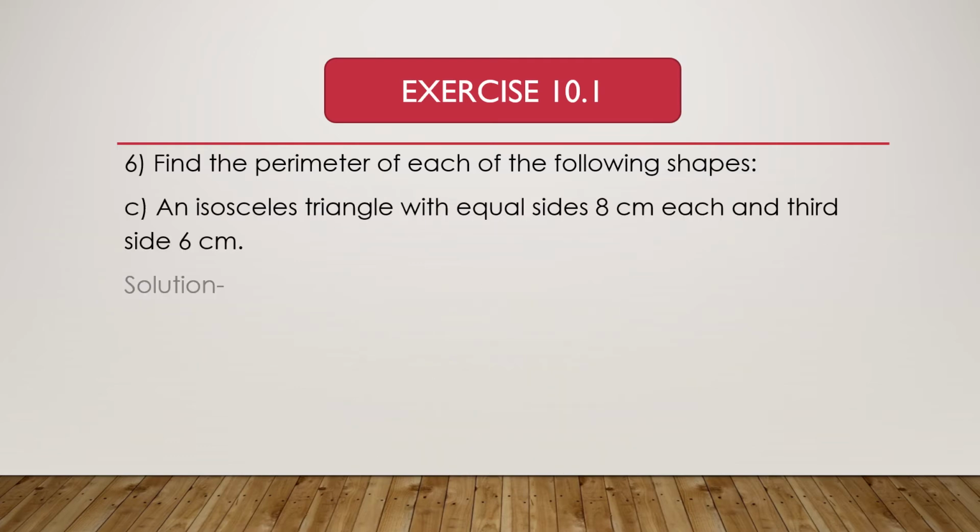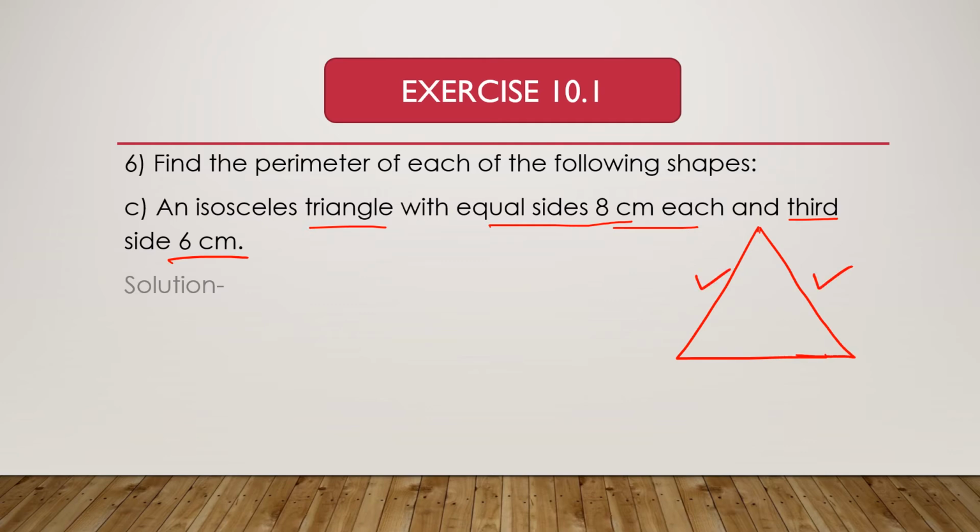Now we have to find the perimeter of the third one, that is isosceles triangle. Perimeter of the isosceles triangle with equal sides 8 centimeter each and third side is 6 centimeter. In isosceles triangle, these two sides are equal, so this is 8 centimeter and this is also 8 centimeter, and third side is 6 centimeter. We have to find the perimeter of the isosceles triangle.